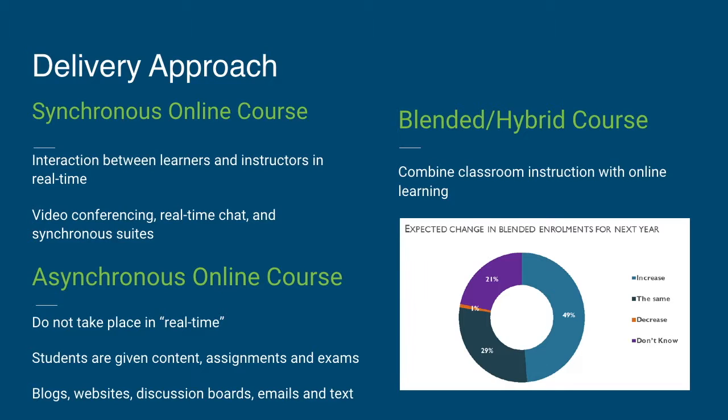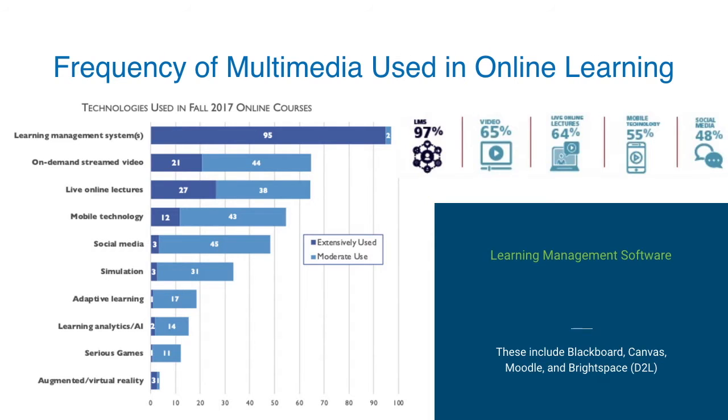Blended or hybrid courses are a combination of classroom instruction with online learning, maximizing the benefits of face-to-face with online methods. For higher education, the most commonly used technologies are learning management systems, frequently abbreviated to LMS. Some of the most commonly used are Blackboard, which is currently used by Ontario Tech University, Canvas, which is what Ontario Tech University is migrating over to, Moodle, and Brightspace, Desire to Learn, which is used by Durham College.